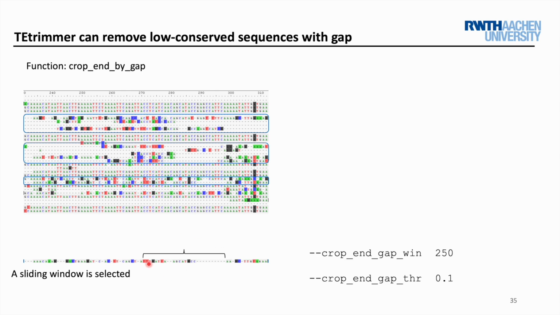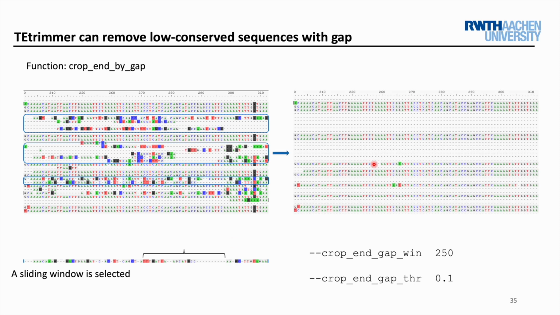By default, the sliding window size is 250. You can modify it with this option. And the threshold is 0.1. That means this sliding window will stop when the gap number is smaller than 25. All the nucleotides from here to here will be eliminated later. So this is the left side of the multiple sequence alignment. The same for the right side: it will create another sliding window, but move from right to left. You can see that from here to here it can also efficiently clean the multiple sequence alignments.